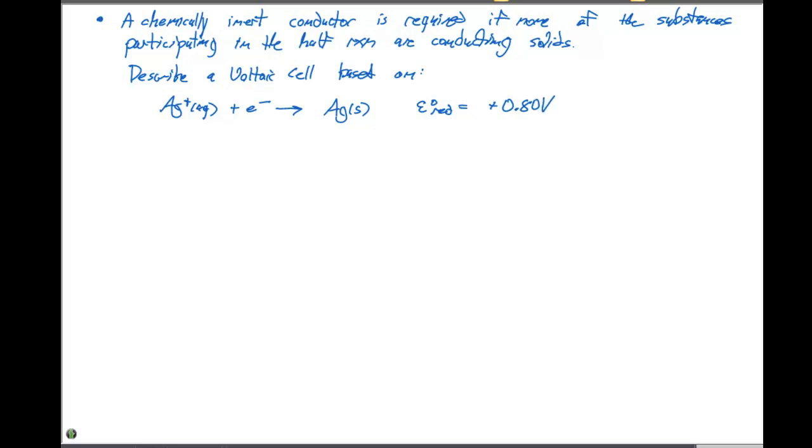The other half reaction we're going to analyze is iron 3 plus in aqueous solution plus an electron becoming iron 2 plus in aqueous solution. The reduction potential for this half reaction is positive 0.77 volts.